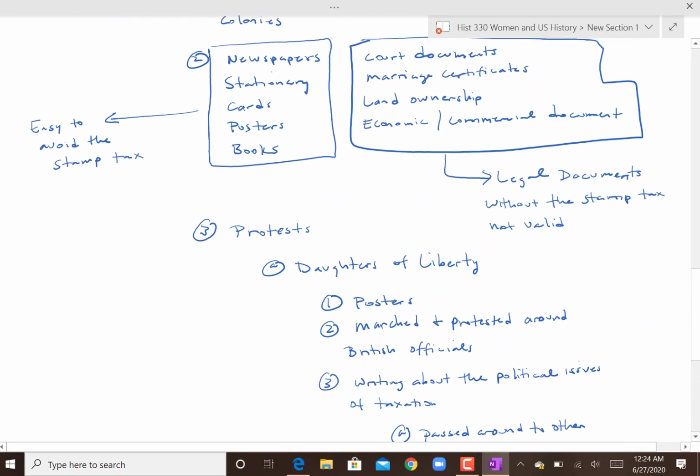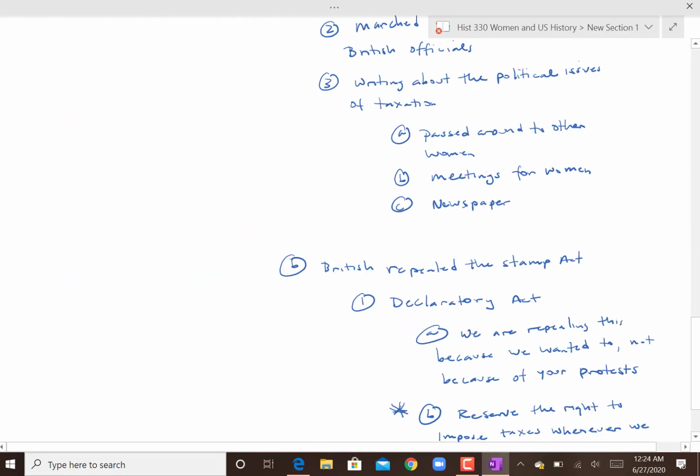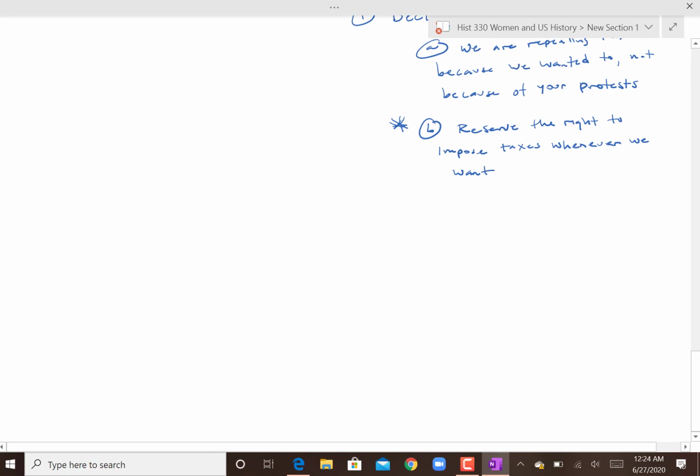There's a little bit of time in between. And then you have another tax that is imposed. And this is the Townshend Act. Now, this one is really partly the colonists' fault, because with the Stamp Act protest, they focused on direct tax.